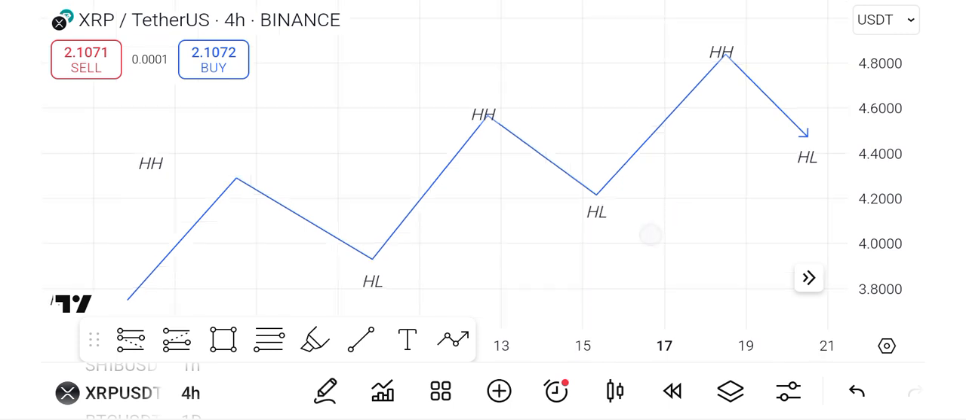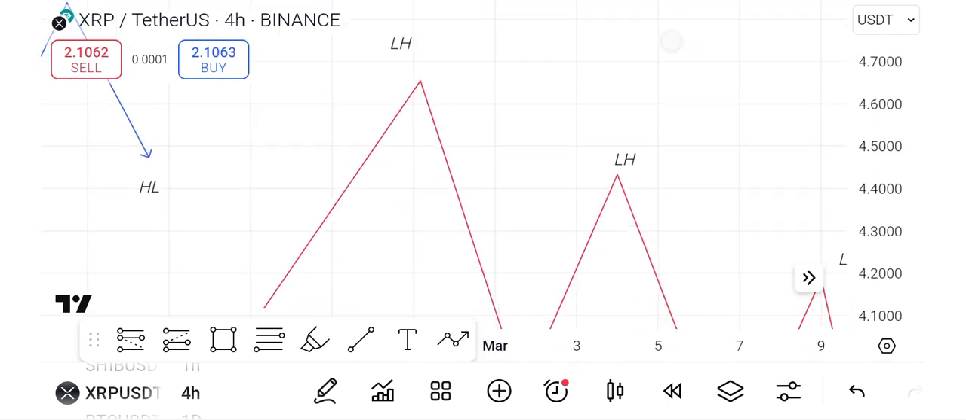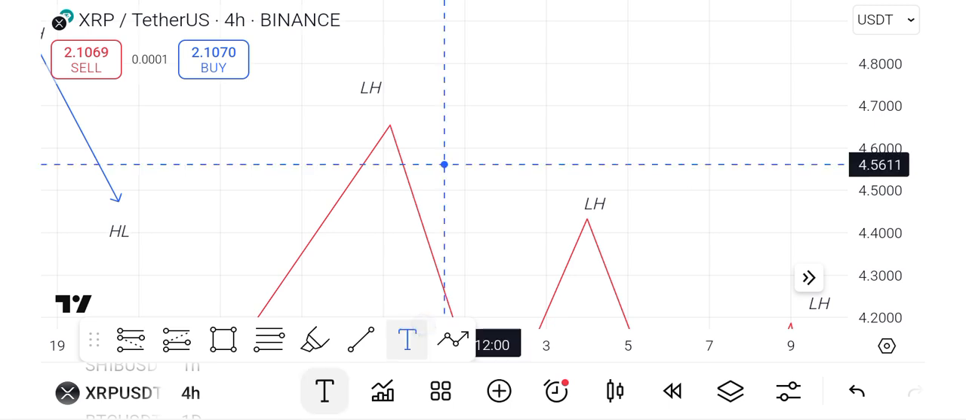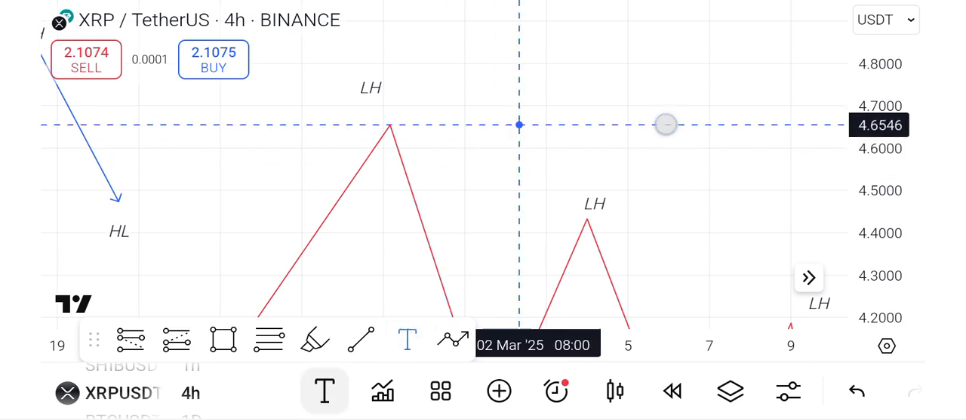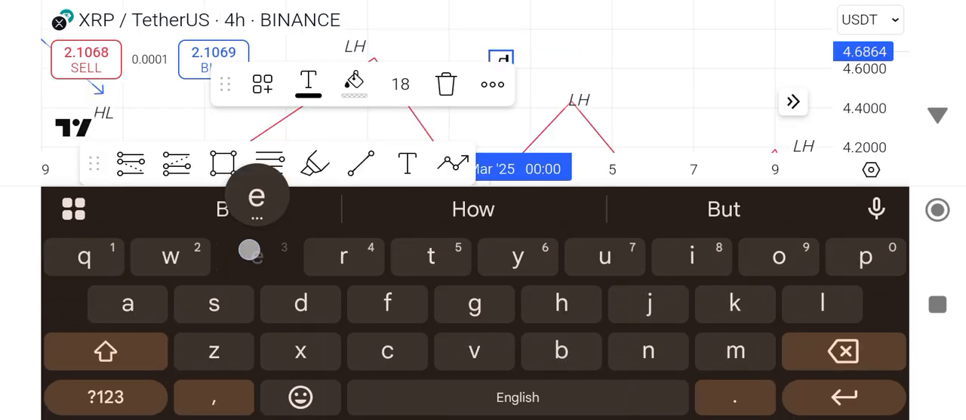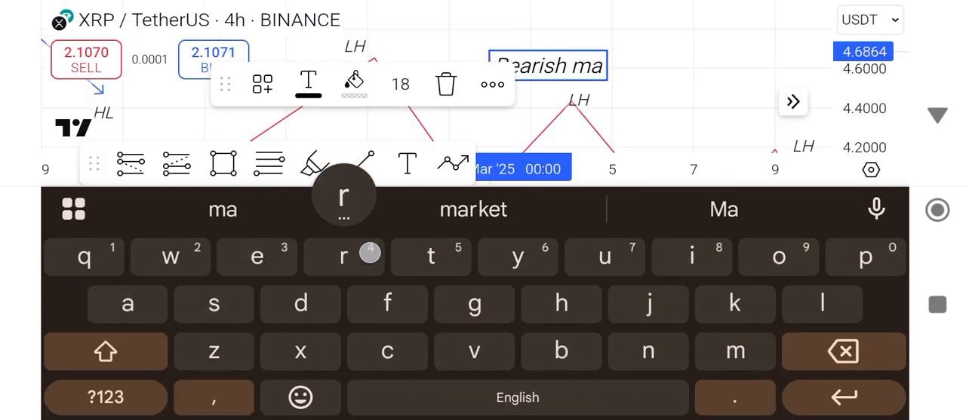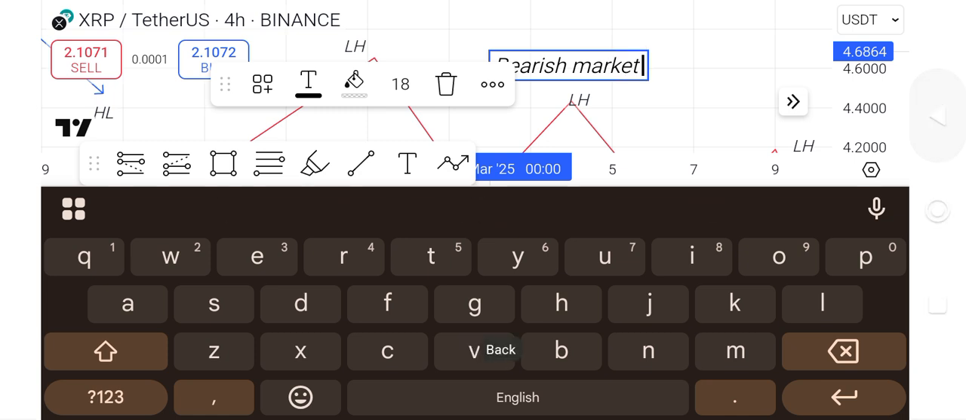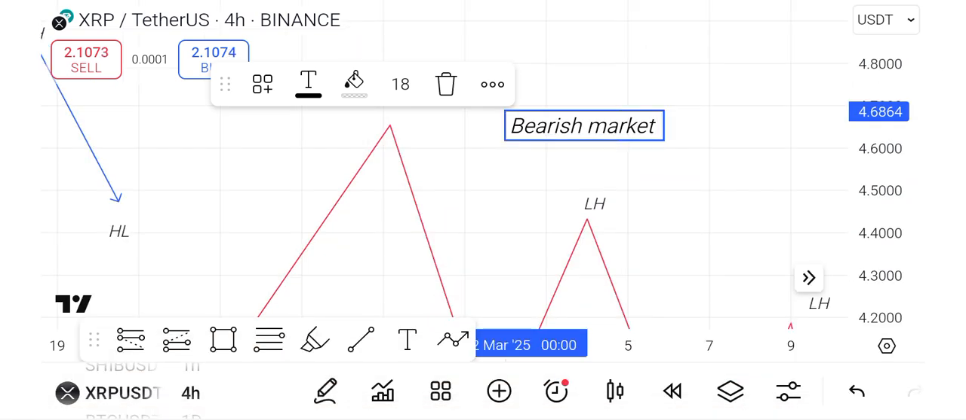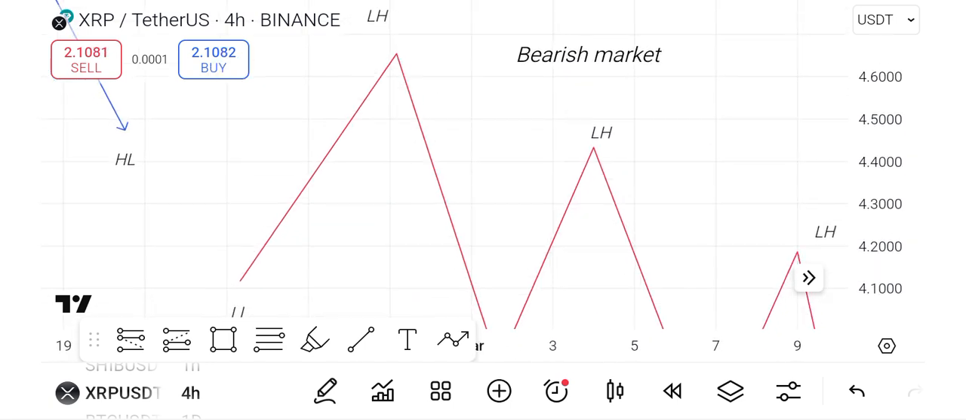So now we're going to talk about the bearish market. You must have heard of it. The bearish market. Okay, we're talking about the bearish market, which is this market here.